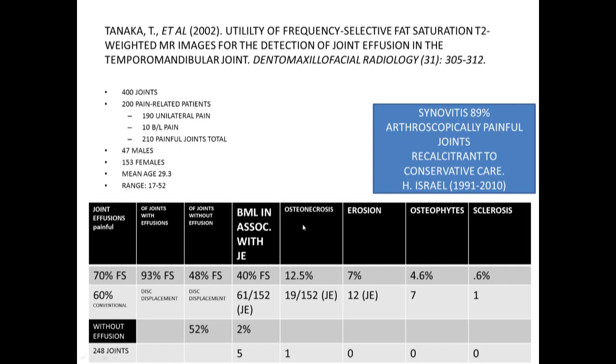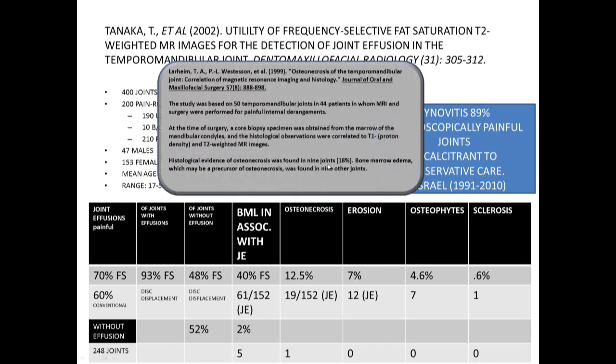They have osteonecrosis, they have erosive changes, they have bone marrow lesions or bone marrow abnormalities. They form osteophytes and sclerosis. I also showed you on the arthroscopy that there was a substantial amount of synovitis, and that's exactly what Dr. Israel, who does my arthroscopies, has found. He's produced an awful lot of articles between 1991 and 2010. So I think it's important for you to recognize that there are changes here.